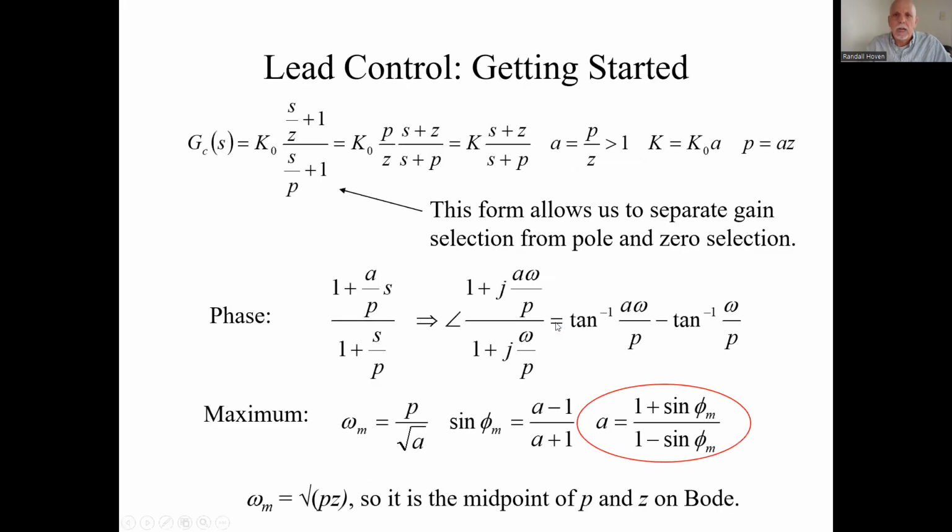So let's find out how to go about this. Here's what a lead controller looks like. First thing we're going to do is rewrite it this way, so we separate this K sub naught. This way, the K sub naught can be selected separate from where you place the pole and 0. And you can base the K sub naught on one of two specs, either a steady state error spec or a bandwidth spec. And by the way, this K is related to that K sub naught by this factor of A, where A is the spread between the 0 and the pole.